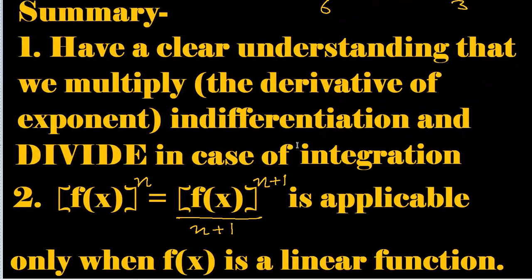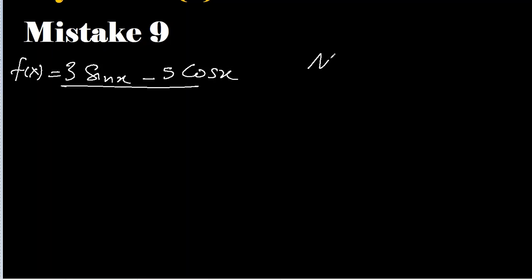And here is the summary of the two examples I've just given. Next mistake is about trigonometry. Suppose I have one equation, 3 sine x minus 5 cos x, that is the function, right? f(x). This is the function. What is the maximum value of this?